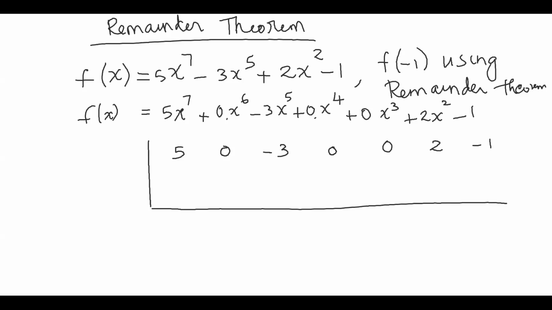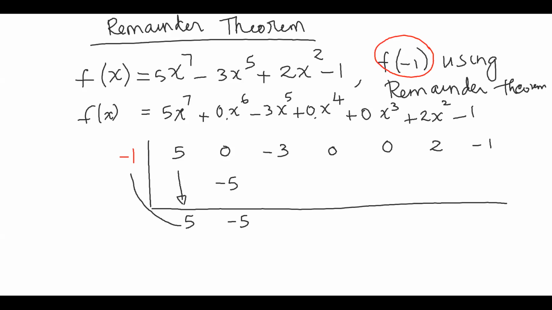However, the problem is find f of -1. So there is no x minus 1. It just says -1. So the number we have to put is just -1. We don't switch the signs here, okay? Because we are finding f of -1. Only when you are doing the synthetic division of a factor do you have to switch the signs, okay? Be careful.